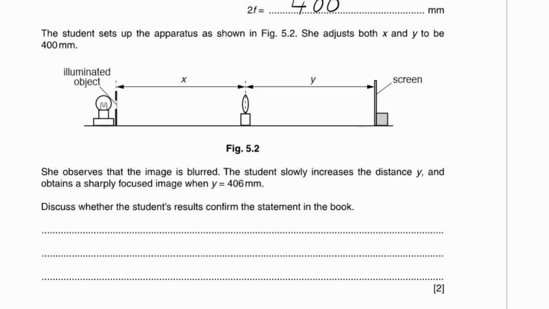Discuss whether the student's results confirm the statement in the book. Well, to my thinking, that's pretty close to 400. It's only 6 millimetres out. So I would say that yes, the statement is correct, and I would say within the limits of experimental accuracy. That one stock statement that we couldn't use earlier on, we can certainly use it now, and I think we should.